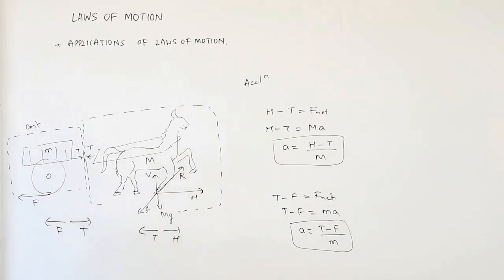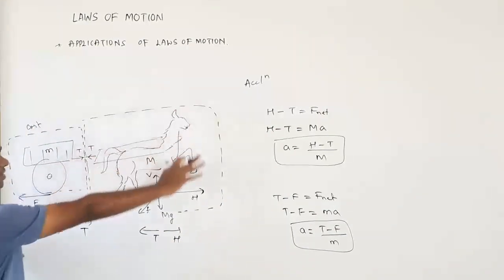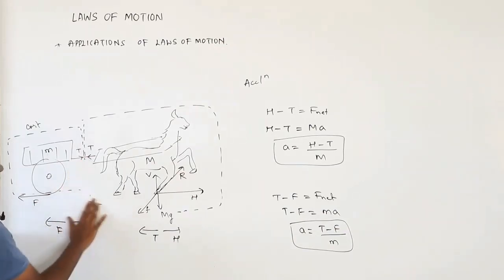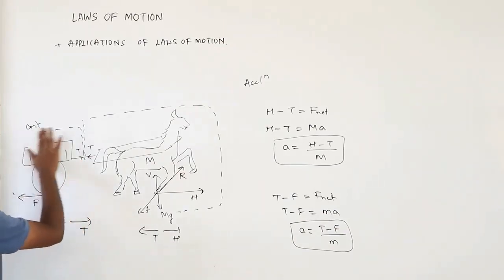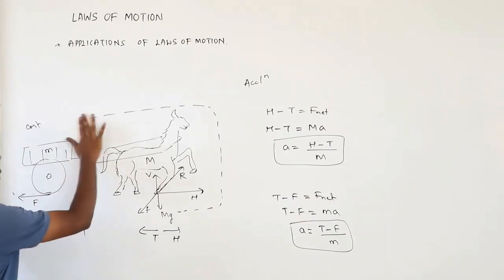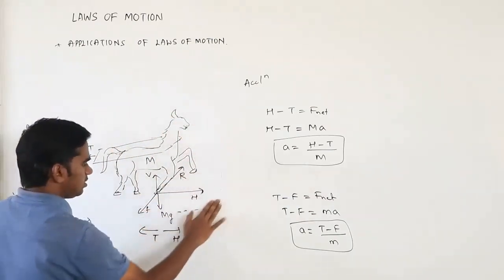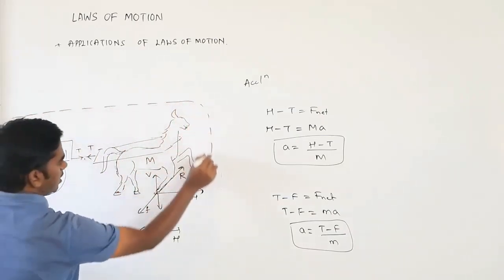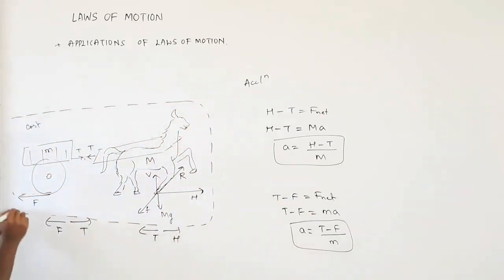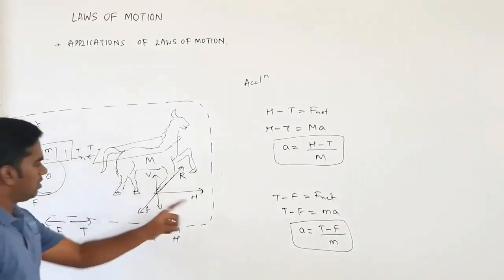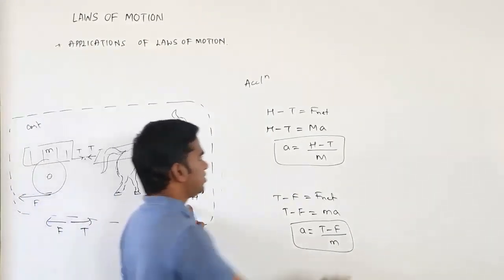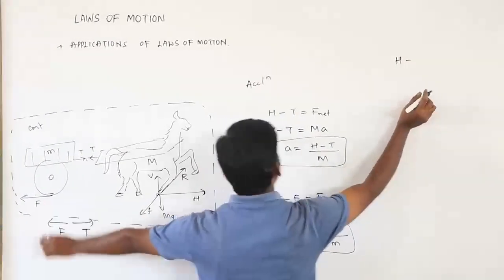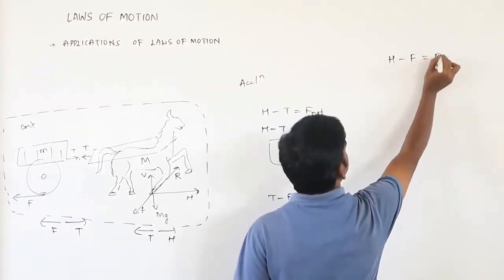So if I take it as a whole, if you want to find the acceleration of the cart and horse together, in that case what will happen? I will take this system as a whole. So what is the forward force? Forward force is H. What is the opposite force? Minus F.